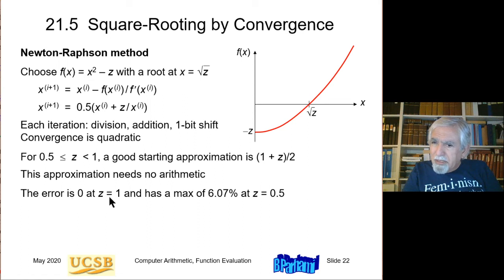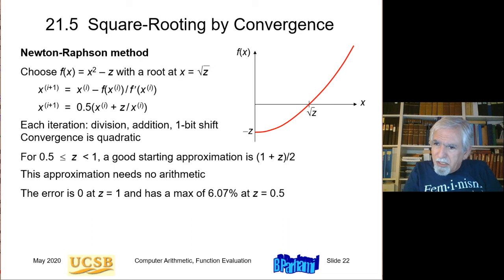The error is 0 at z equal to 1. There's a maximum of 6.07% at z equal to 0.5. So we start with an error in the initial approximation no greater than about 6%. And then quadratically, we converge to the correct square root.